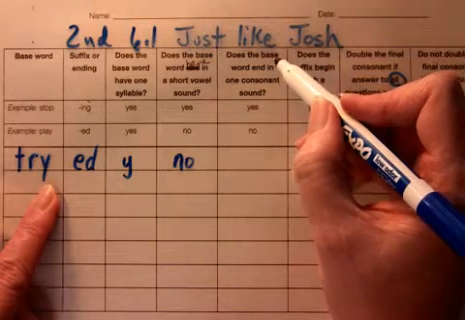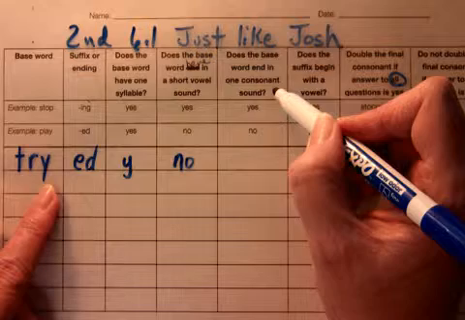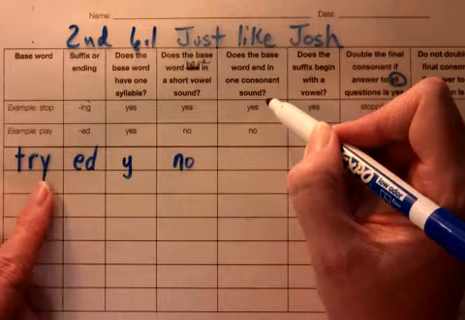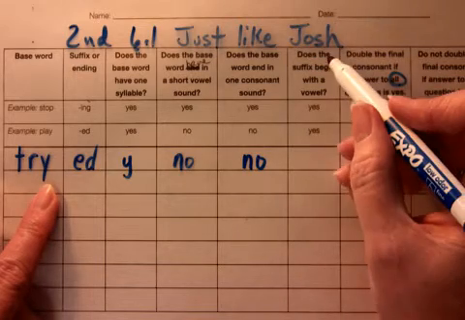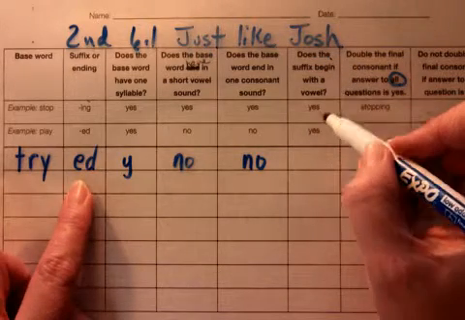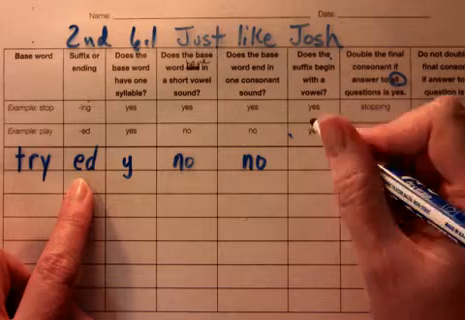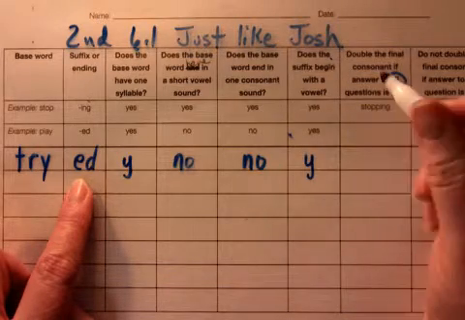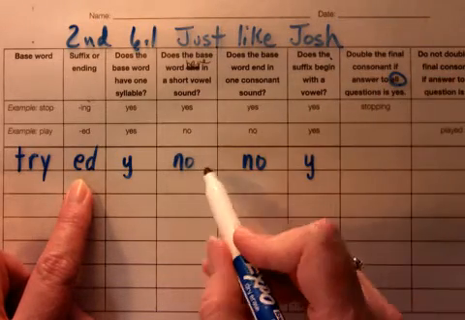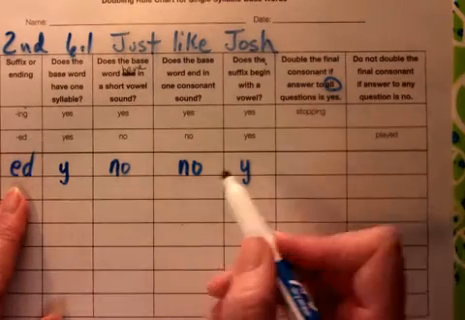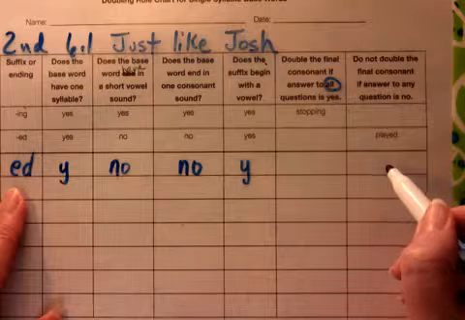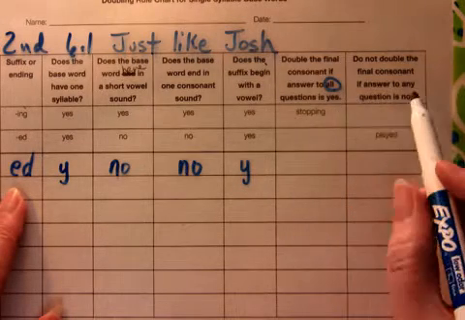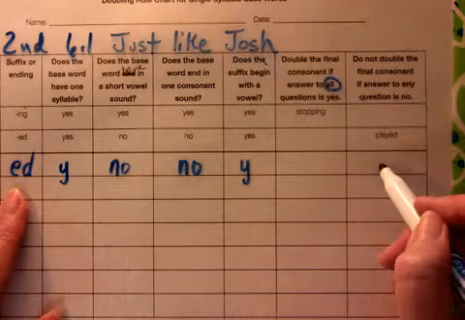Does the base word end in one consonant sound? No, it ends in a vowel sound, so that's a no. And does the suffix begin with a vowel? Yes, it begins with an E, so that's a yes. So we've got a couple of no's. So we will not be doubling it because the answers are not all yes. Any answer is no, so we will not be doubling it.